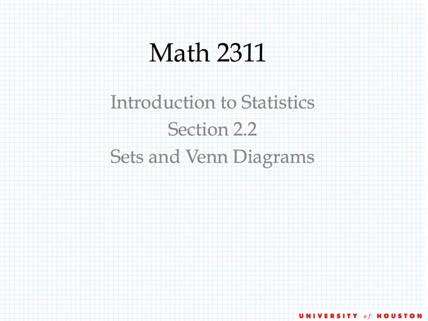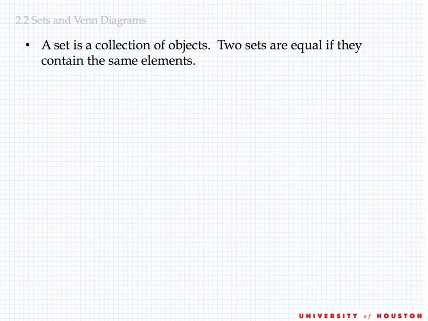Sets and Venn diagrams. A set is a collection of objects. Two sets are equal if they contain the same elements.